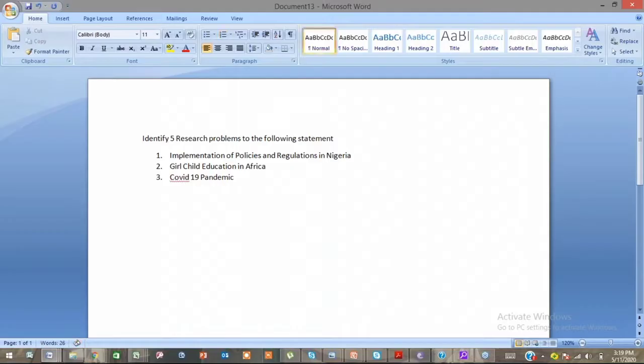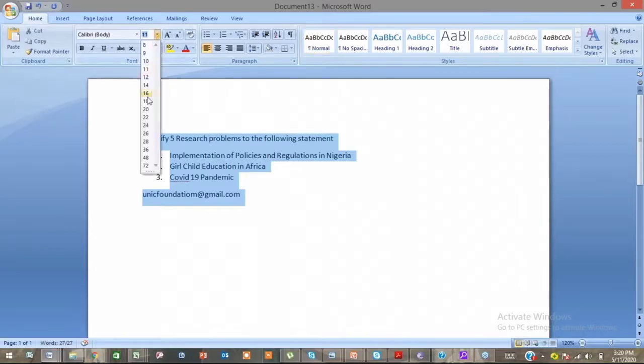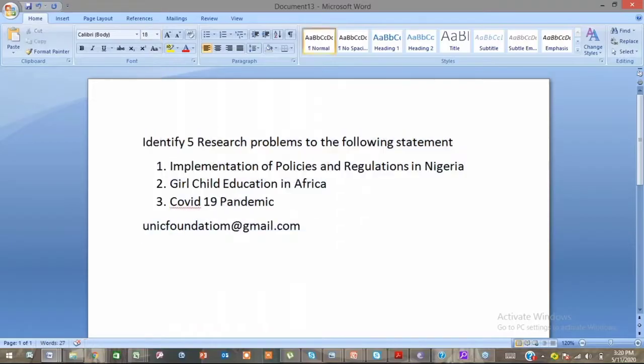So identify 5 each, and you send your answers to Gmail. I believe you guys can see this. Let me expand it a little. Identify 5 research problems to the following statements. 1. Implementation of policies and regulation in Nigeria. 2. Girl child education in Africa. 3. COVID-19 pandemic. Send your answers to Unique Foundation.